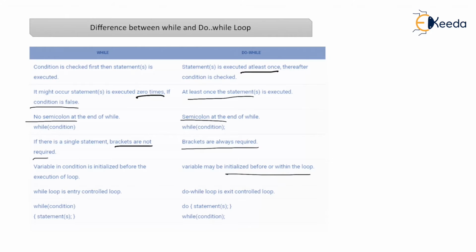Then, the while loop is also called an entry control loop, and the do while loop is also called an exit control loop. The syntax for while loop is: while, condition, inside the bracket, statement, bracket complete. And for do while, the syntax is: do, bracket open, statement, bracket close, while, condition and semicolon. So there are a total of 7 differences between while and do while.